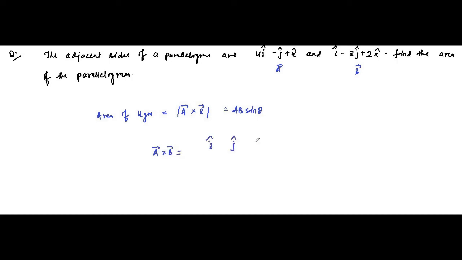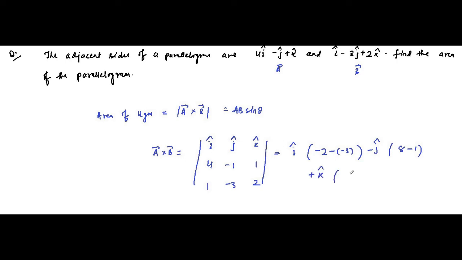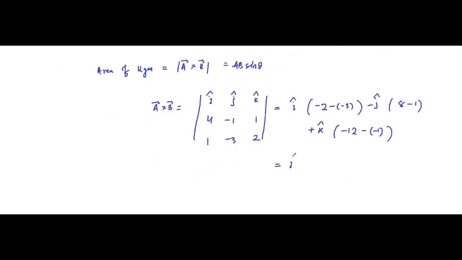i cap, j cap, k cap; 4, minus 1, 1; 1, minus 3, 2. That will be i cap into (minus 2 minus 3), minus j cap into (8 minus 1), plus k cap into (minus 12 plus 1). So that will be i cap into (minus 2 plus 3), which is 1, minus j cap into 7, plus k cap into (minus 12 plus 1), which is minus 11. So it is i cap minus 7j cap minus 11k cap.